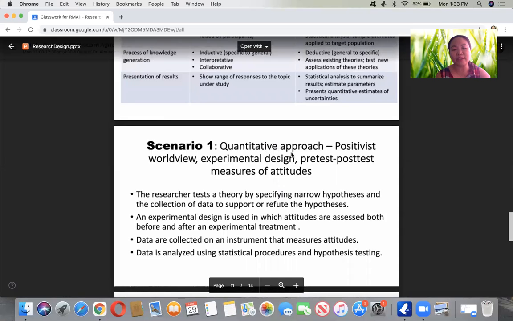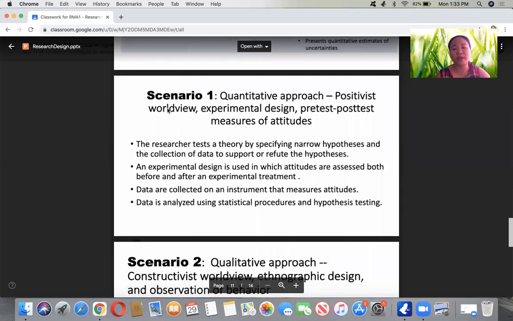First scenario, the quantitative approach, or the positivist worldview. In a positivist worldview, experimental design, pre-test and post-test measures of attitude. So what we do is the researcher tests a theory by specifying narrow hypotheses and the collection of data to support or refute the hypothesis.